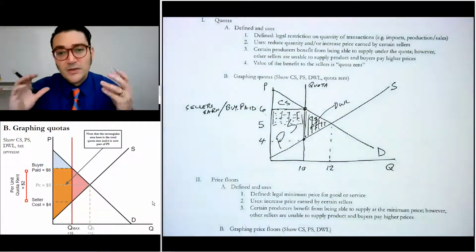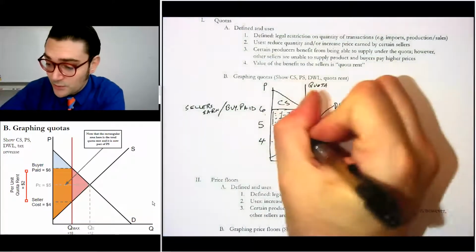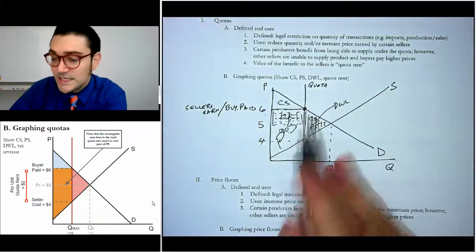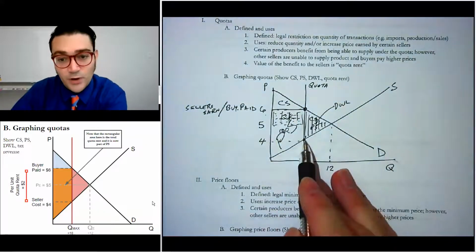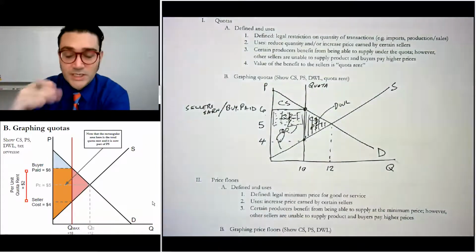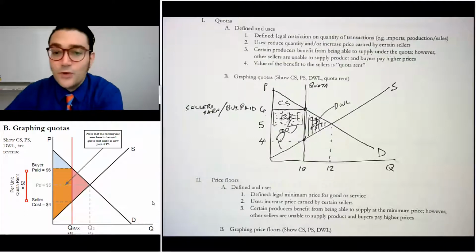Now, there's also something called quota rent, and it's the area up here, quota rent, and the area here, because it's actually the difference between the 6 and the 4. Quota rent is that difference between what your cost of producing it was and what you actually received as a result of the quota. And so I went ahead and put that down there as well. Okay, so hopefully this helps you.